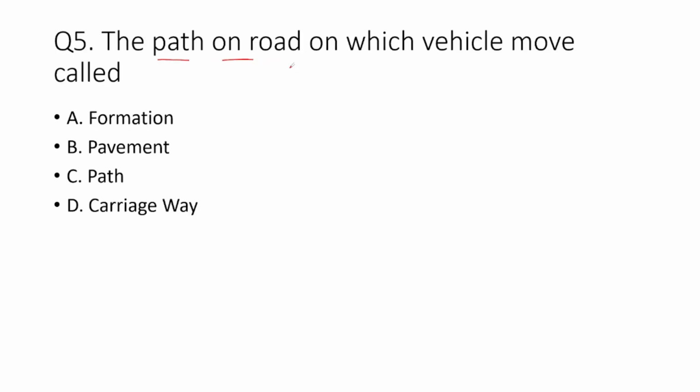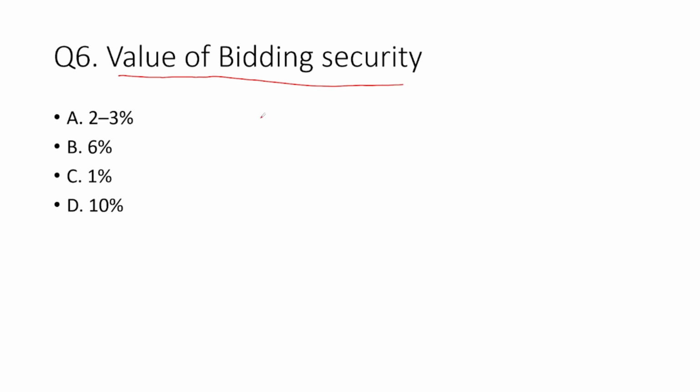The path on a road on which vehicles move is called formation, pavement, path or carriageway? So the correct answer is D, carriageway. Value of bidding security will be 2 to 3%, 6%, 1% or 10%? So the right answer is 2 to 3%.